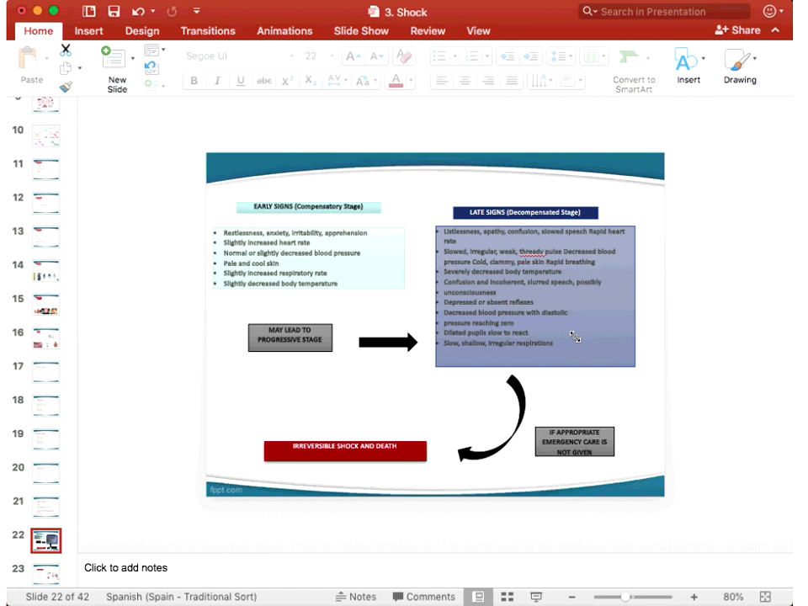What kind of shock do you have in front of you? Hypovolemic shock. Exactly. What do you do? You have to stop the bleeding and infuse volume. Very good.